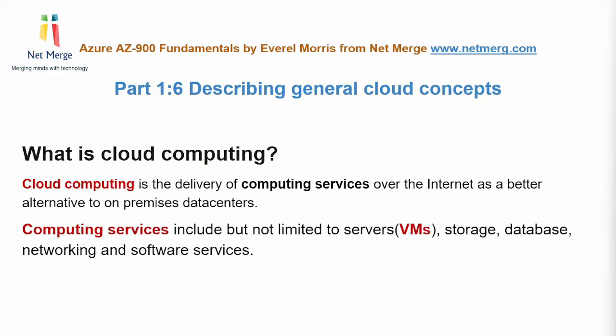Now, computing services is what you might ask. What is computing services? This includes but is not limited to servers, virtual machines, we'll be talking about that, storage, database, network, and software services. So we'll be talking about that as well. Now, services are offered in 3 layers in cloud computing, and the layers are referred to as IaaS, PaaS, and SaaS. That is infrastructure as a service, platform as a service, and software as a service.